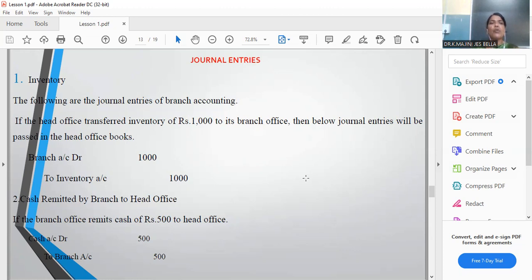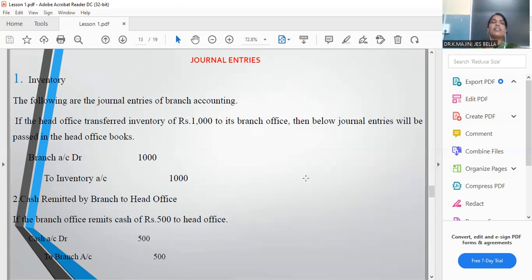Here, branch account debtor to inventory account. This is the journal entry we maintain in the head office books. If the head office transfers inventory, stock goes out. So branch account debtor to inventory account. Inventory goes from their office to the branch office. What is the rule of the personal account? Debit the receiver, credit the giver. Here the branch office is the receiver, right? So branch account debtor ₹1,000 to inventory account 1,000, that is credit what goes out. So we have written this journal entry: branch account debtor 1,000 to inventory account.